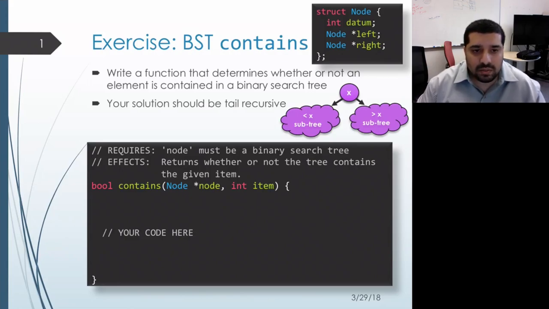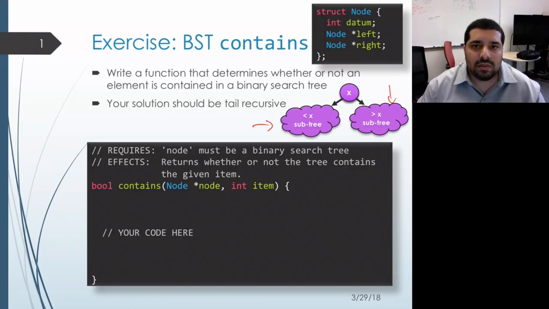If the item isn't equal, and we don't have an empty tree, then the item is either going to be less than the root datum or greater than the root datum. Because of the binary search tree property, we know that if it's less than the root datum, then it can only appear in the left-hand subtree. If the item is greater than our datum, then if it's in the tree, it must be in the right subtree. So what we can do in those two cases is use recursion to check our smaller subtrees.